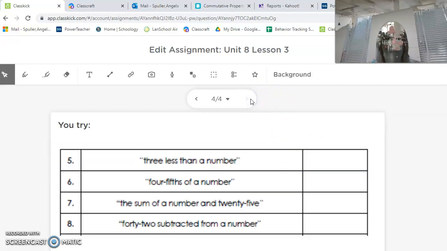Okay, here we go. It is your turn. I want you to pause this video and try these 4 problems, then come back and see if you got them correct.